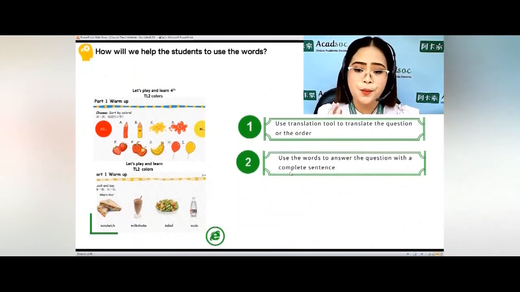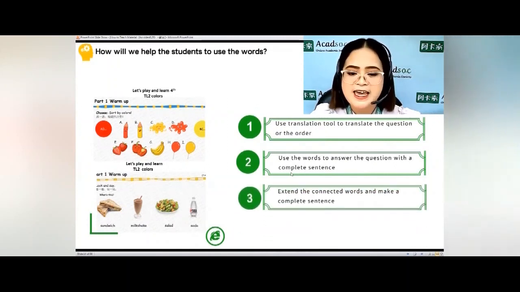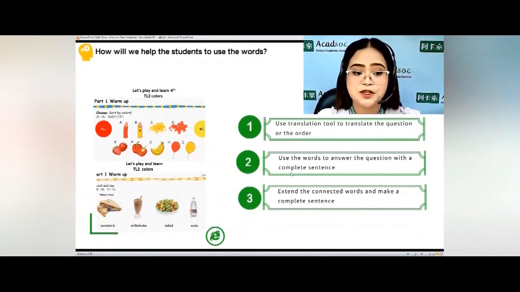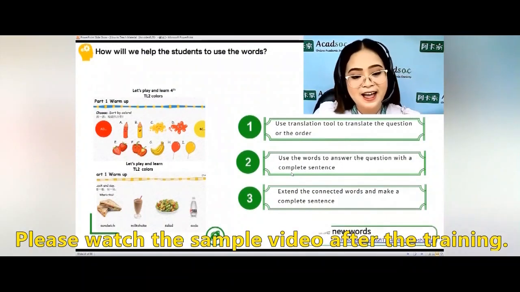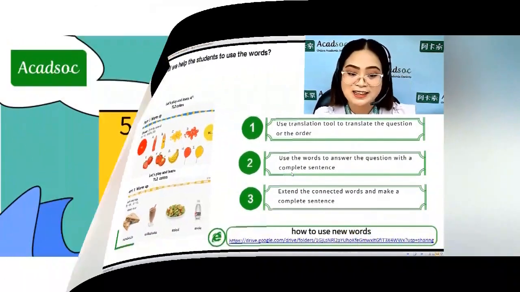Next is, use the words to answer the questions with a complete sentence. Of course, once you have already explained it to your student, like what is the meaning of this word, you will then try to make a sentence using the word. All right, and extend the connected words and make a complete sentence. So not only teach them the words, but also teach them how to use the word to make a complete sentence. Okay, now guys, I will show you a video from one of our classes here at Akatsak. Let's try to watch it.